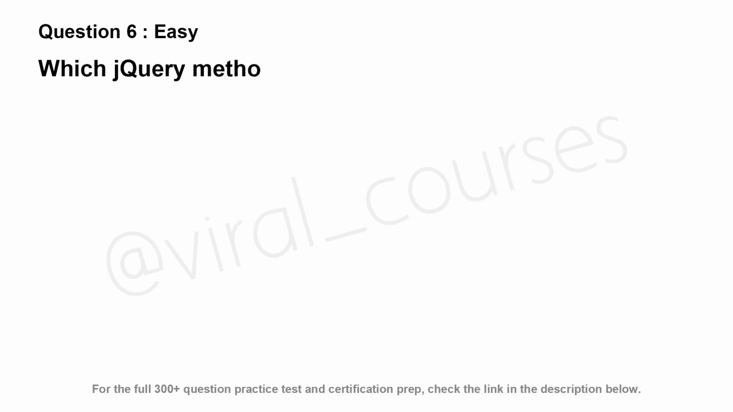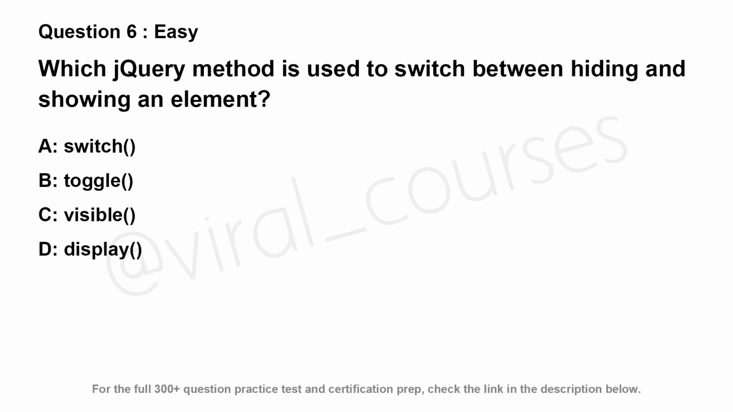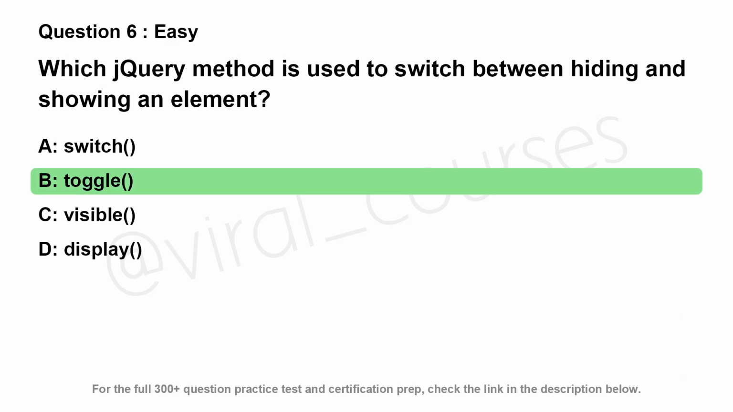Which jQuery method is used to switch between hiding and showing an element? Option A, switch. Option B, toggle. Option C, visible. Option D, display. The correct answer is B.